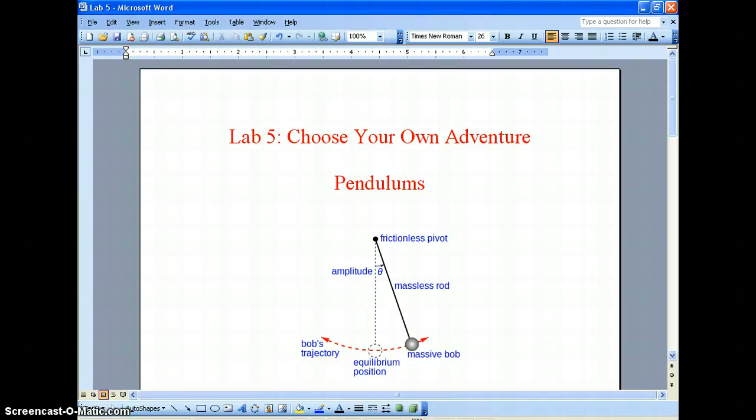Hi everyone. For this Choose Your Own Adventure lab, I have selected a lab on pendulums. We will focus on the time periods of pendulum motion.